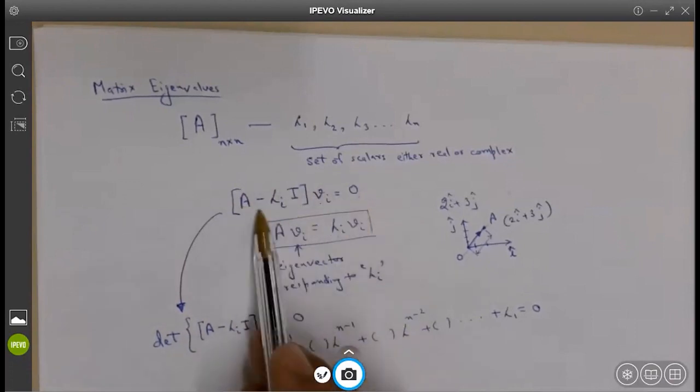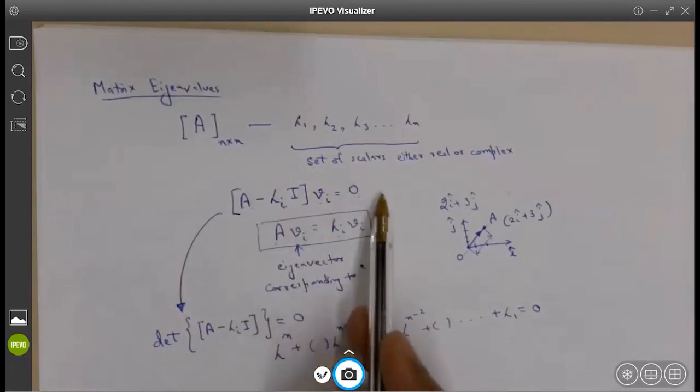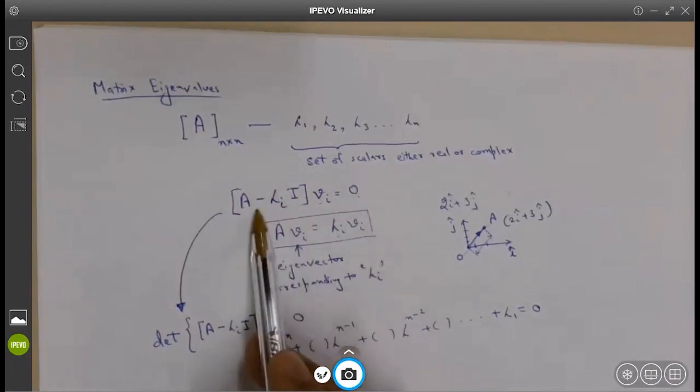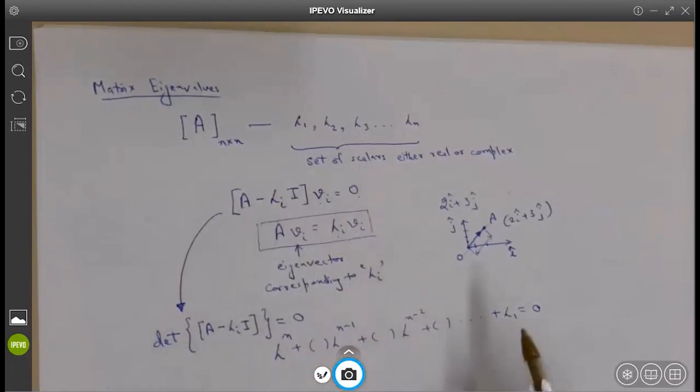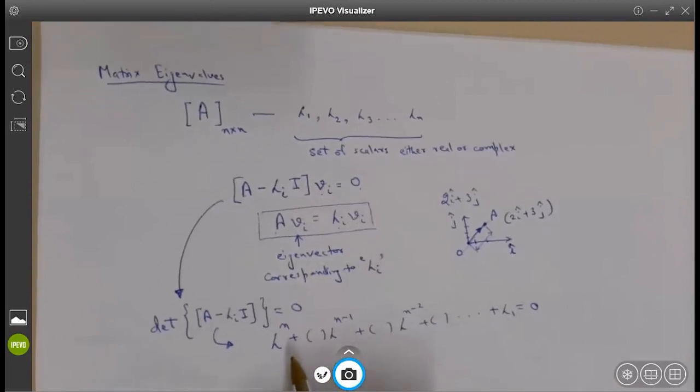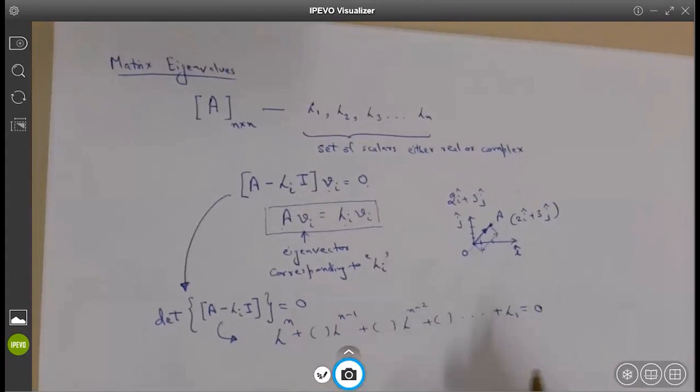This is not just one number. This is a matrix. I cannot just say matrix equals 0. So what you have to do is, when the matrix is set as 0, we are saying the determinant of this matrix has to be 0, or it has to be a singular matrix. And you end up with a characteristic equation, which we can solve for lambda. This is an nth degree polynomial, and the roots of this will give you the eigenvalues.